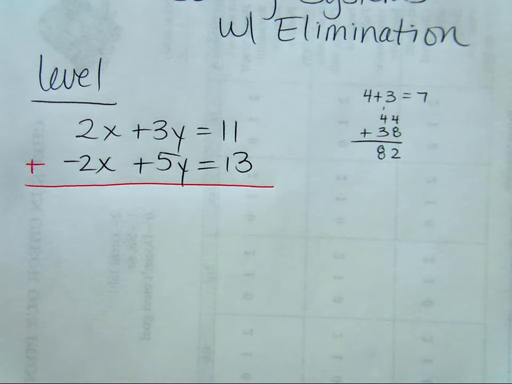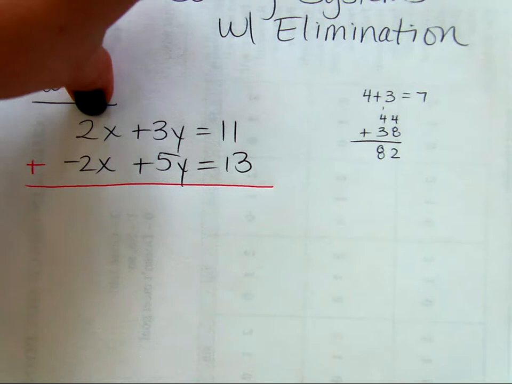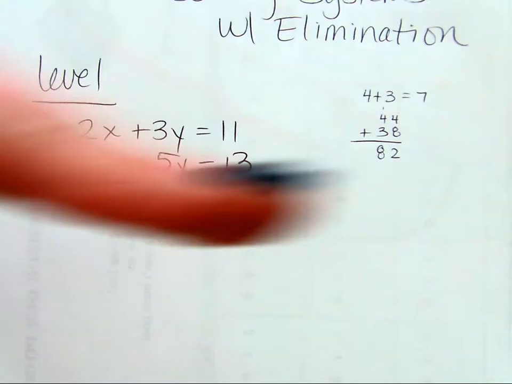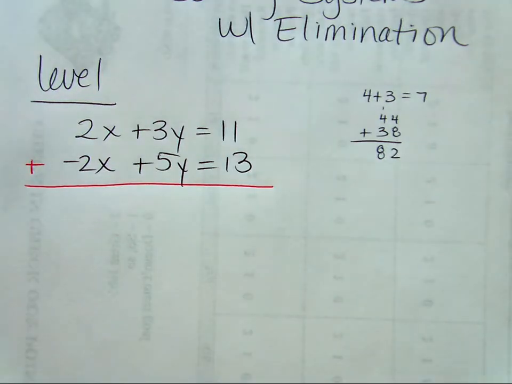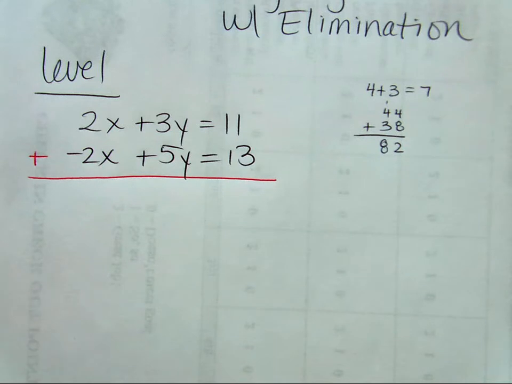We're going to add not a number. We're going to add not even an expression. We're going to add this equation to this equation. And in the meantime, something's going to get eliminated. And if it's not already set up, your goal is to make it so that it does eliminate. So we call this a level 1 because everything is perfect, right?